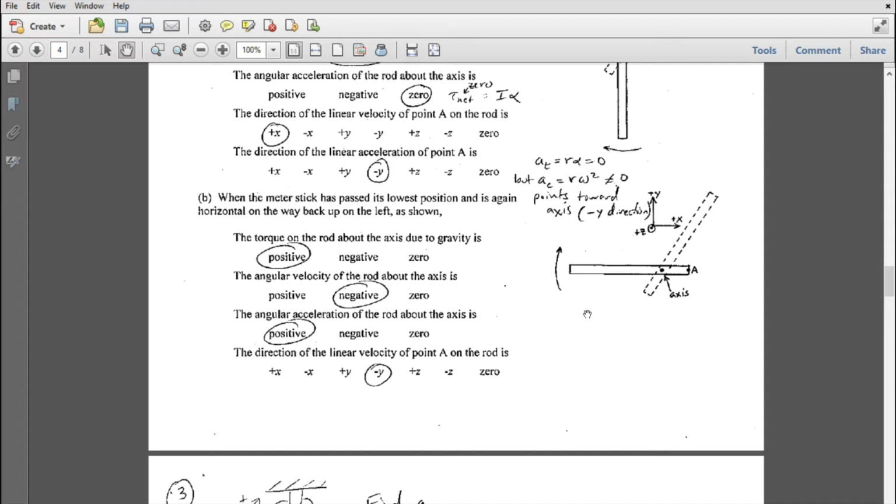Angular acceleration of the rod about the axis, well, let's see. The torque, we already found out, is positive, and therefore from torque net equals I alpha would give a positive alpha, the angular acceleration. So that's why that's positive. And the direction of the linear velocity of point A on the rod, well, at this instant when this end is going up, A is going down, so it looks like it's moving in the minus y direction.